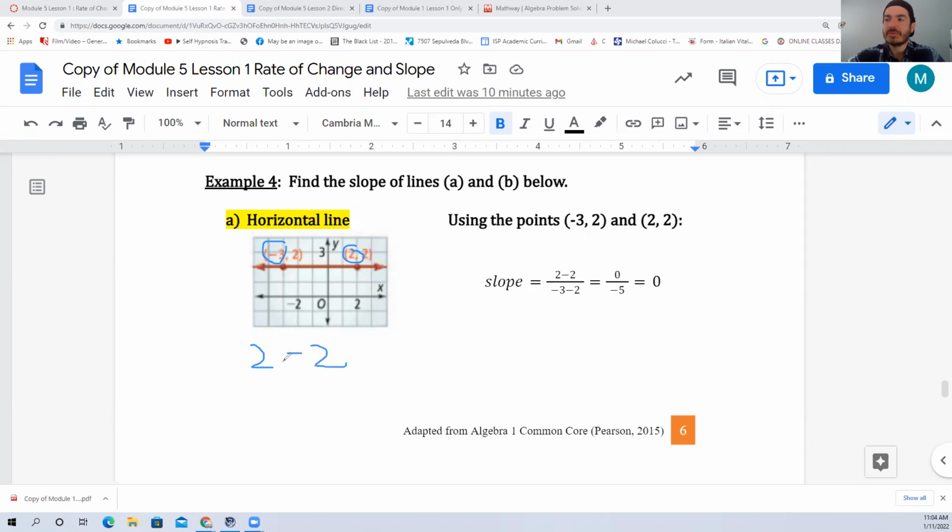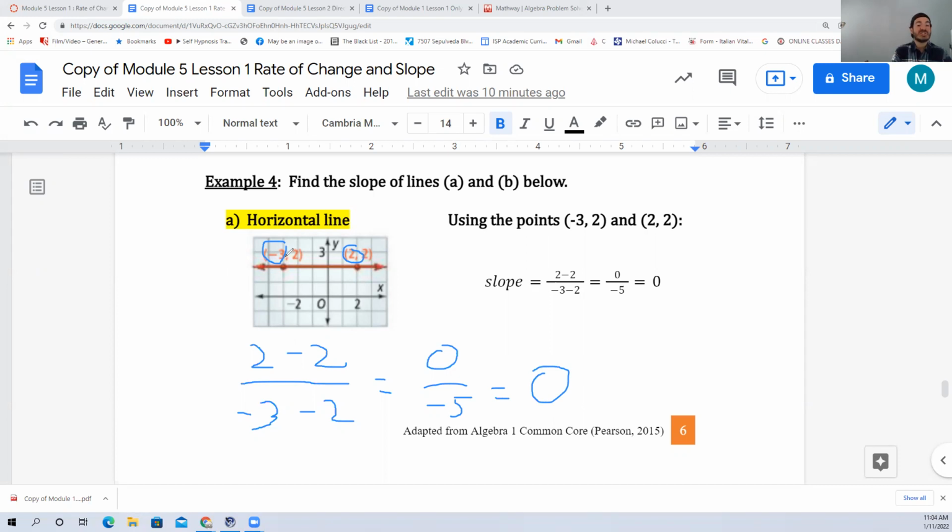So 2 minus 2, I'm subtracting my y's, I'm finding the change in y. -3 minus 2, I just calculated my change in my x's, right? They're different. 0 over -5. Whenever you see a horizontal line, this is equal to 0. Whenever you see a horizontal line, a flat line, your slope is 0.